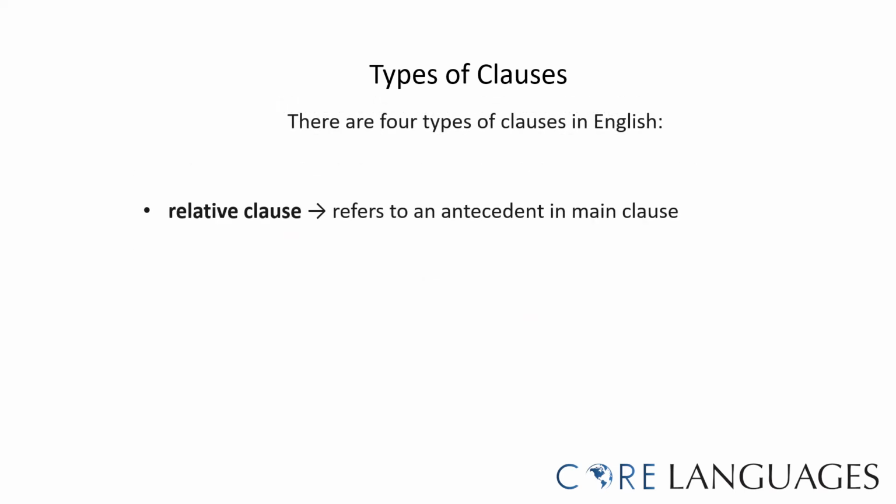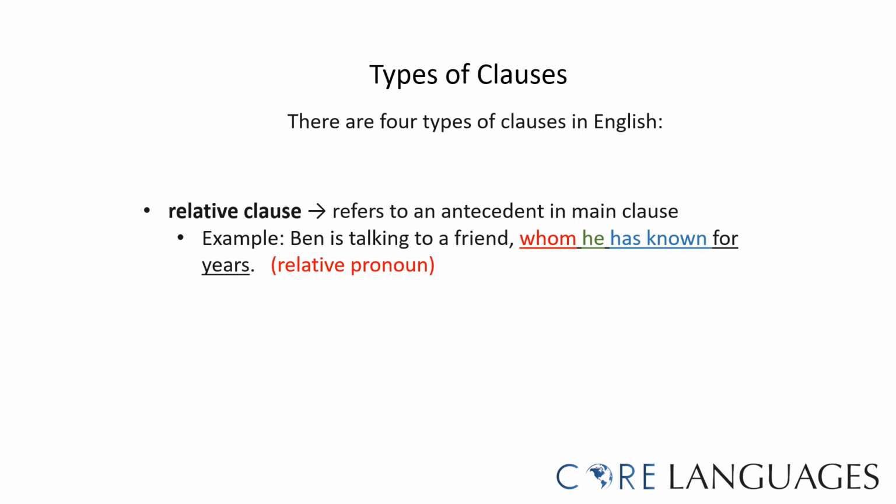A relative clause is a clause that refers to an antecedent in the main clause. For example, Ben is talking to a friend whom he has known for years. Whom he has known for years is a relative clause, and a relative clause needs a relative pronoun. In this example, whom. Whom refers to an antecedent in the main clause. In this example, friend.